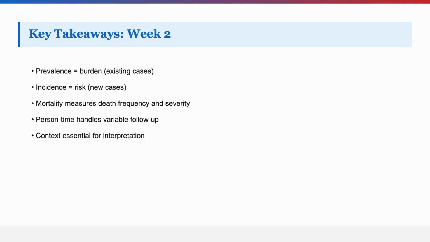Let's summarize this week's content on disease frequency measures. Prevalence measures disease burden, how many people have the condition at a point in time. Use it for capacity planning and resource allocation. Remember that prevalence is affected by both incidence and duration. Incidence measures disease risk, how many new cases occur over time. Use it for evaluating prevention programs and understanding disease etiology. Incidence rate using person time is more flexible than cumulative incidence.